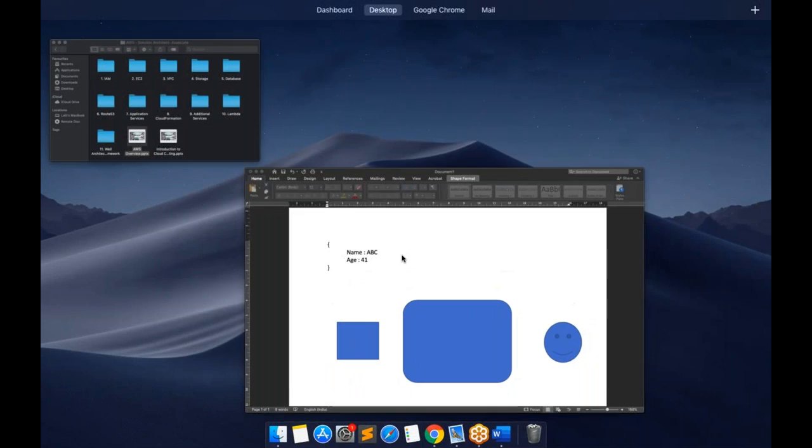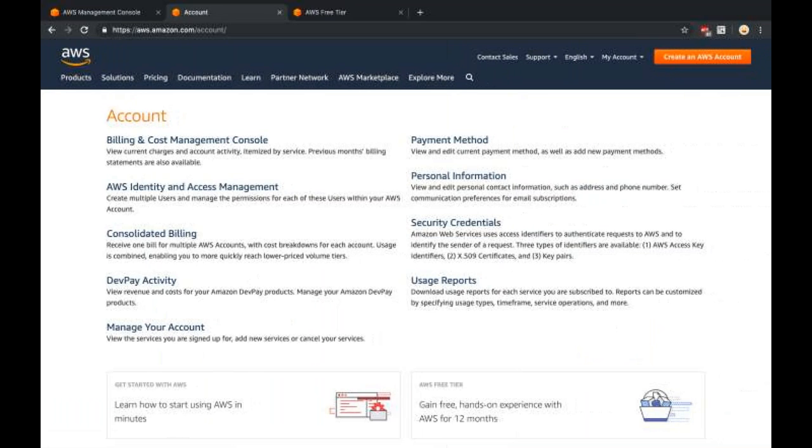So moving ahead, how many of you have an AWS account? No? All right. I hope you have a credit or debit card with you, because whenever you create an AWS account, you will need a debit card, and Amazon will deduct 2 rupees from your bank account, which will be refunded within 14 days. This is just to verify your AWS account.